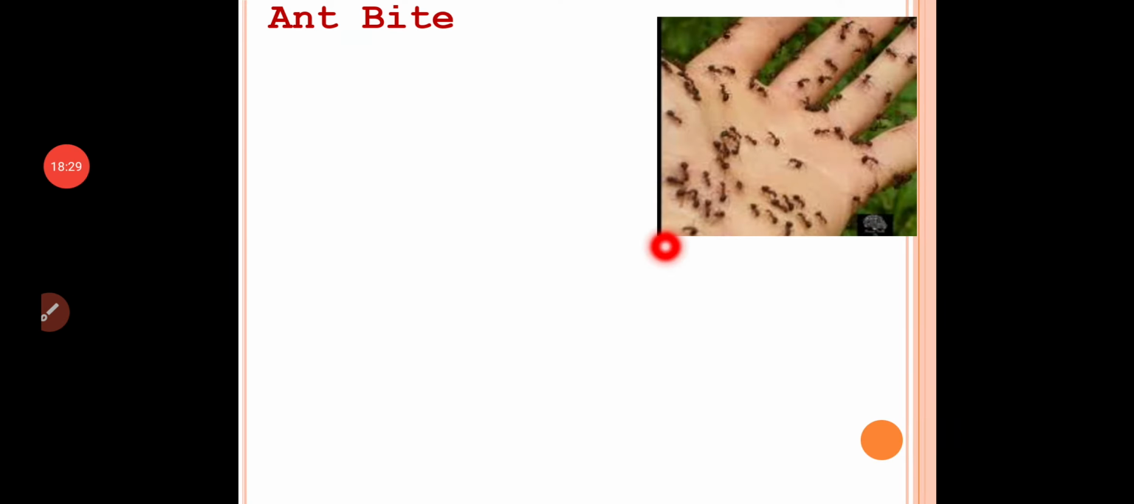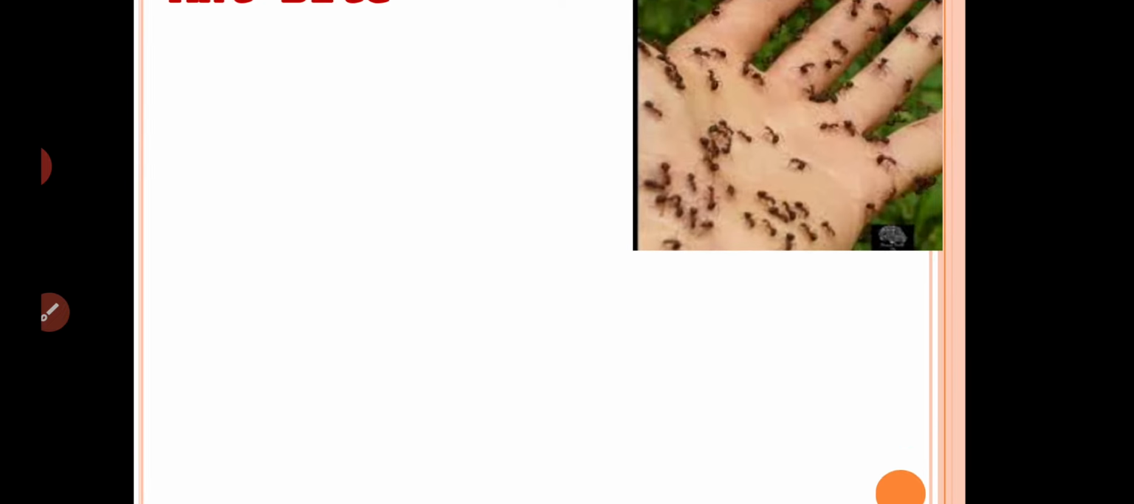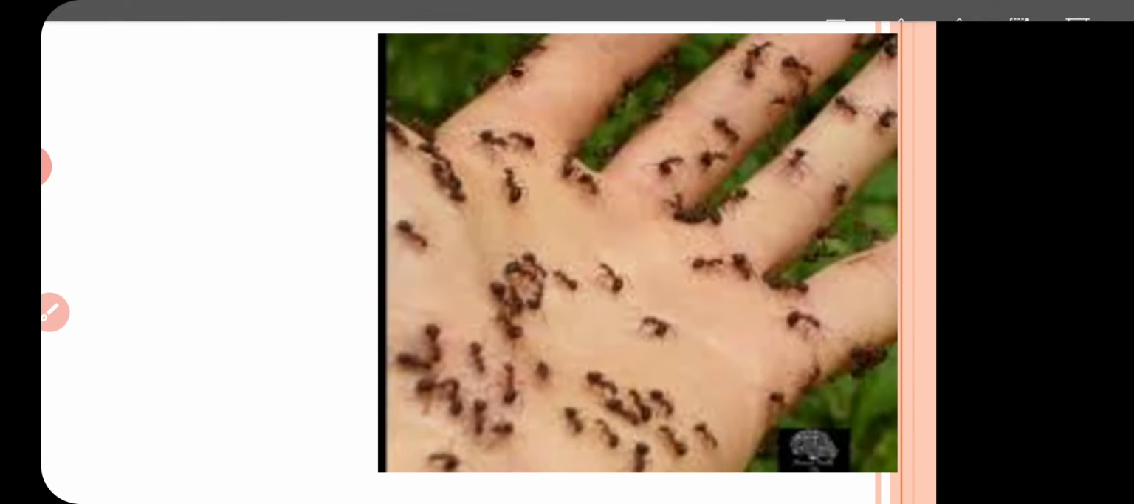Now the next one is ant bite. So students, sometimes what will happen? The ants will bite on our skin and it will swell. It will swell and burn with a red color, because the ant sting also contains acid. This is the ant and its sting also contains acid, right?